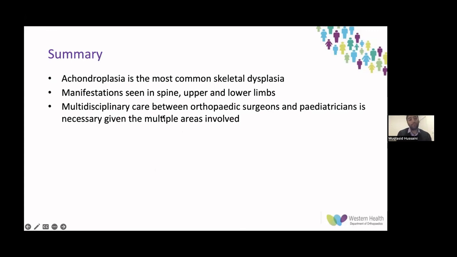So to summarize, achondroplasia is the most common skeletal dysplasia. The orthopedic manifestations of this are seen in the spine and the upper and lower limbs. Multidisciplinary care between orthopedic surgeons and pediatricians is necessary given the multiple areas involved.